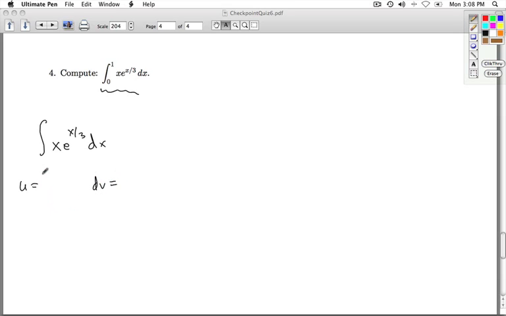And remember the rule of thumb, we want to choose u so that when we take the derivative we get a simpler function. So in this case we'll let u be x, so the du is 1 dx. The dv here is e to the x over 3 dx, because that's everything that's left over. I integrate to get the v. I think of this as 1/3 x, so the v is going to be 3e to the x over 3.